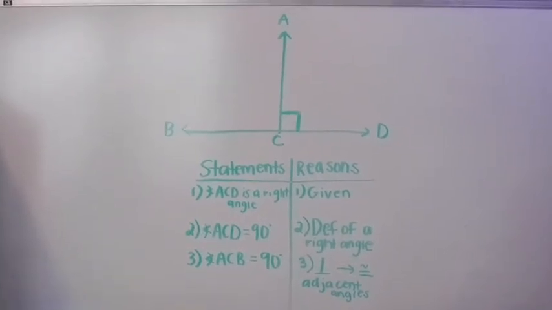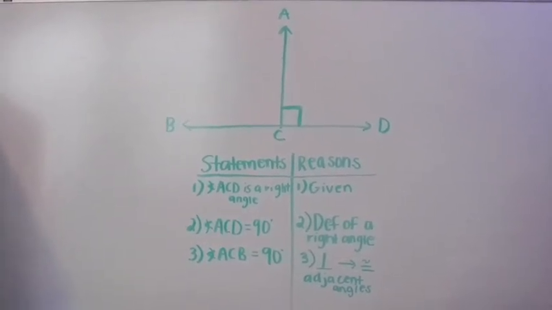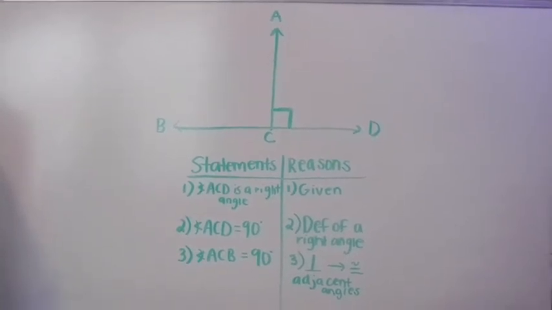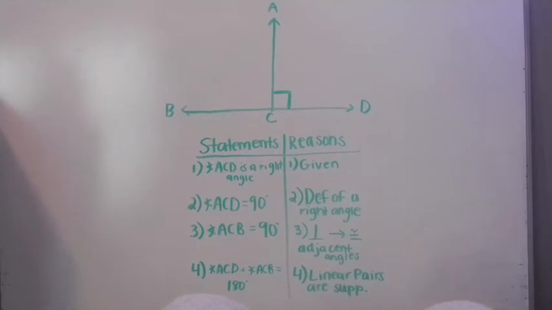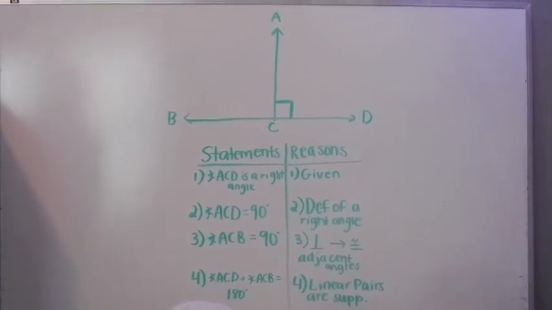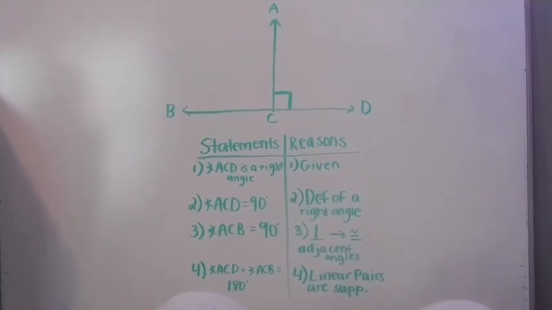Step 3 is that angle ACB equals 90 degrees. The reason is that perpendicular lines give you congruent adjacent angles. Step 4. Angle ACD plus angle ACB equals 180 degrees. The reason for that is linear pairs are supplementary.